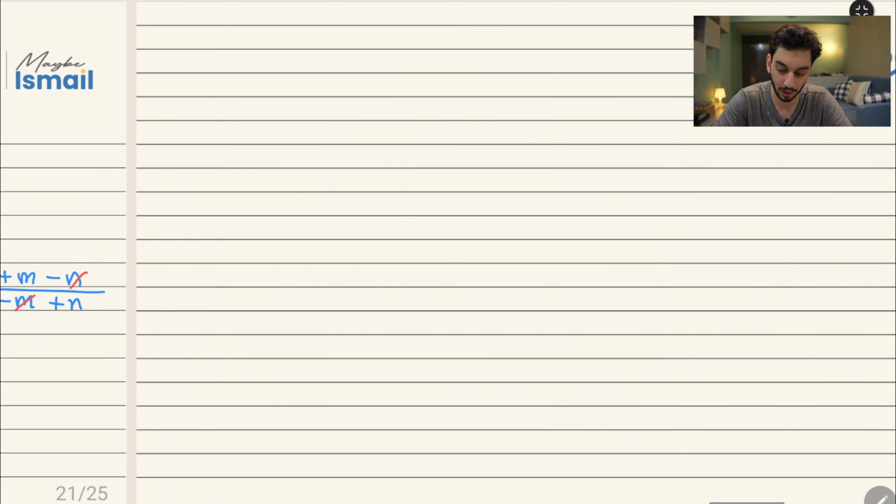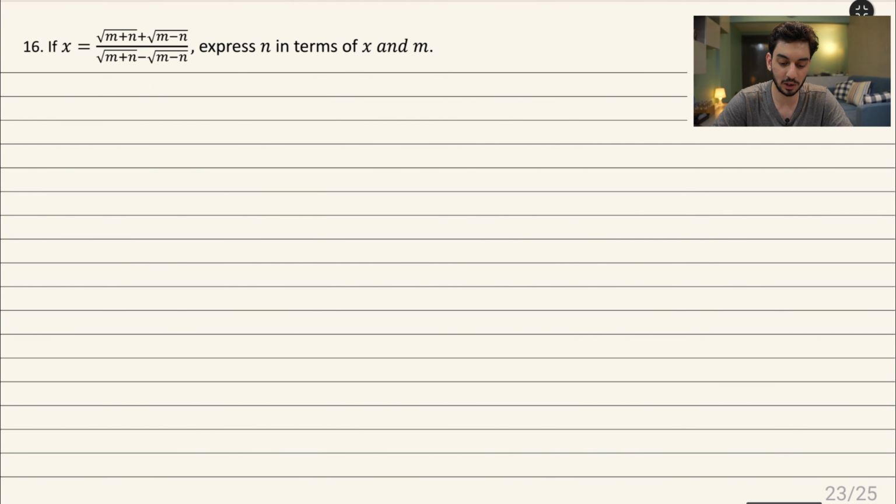And that is exactly what is asked in the question. Okay, let us move ahead to the next question, and it says if x is equal to all of these things, I need to express n in terms of x and m. So basically it is supposed to be n is equal to something. On the right hand side it is supposed to be only x and m. Okay, to start with, this x is actually x upon 1, and using componendo dividendo again.